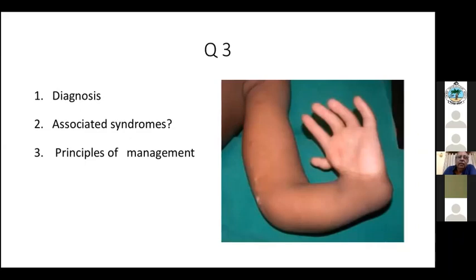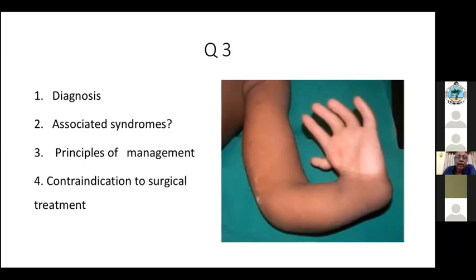What is the principle of management? Pollicization, centralization. First one, centralization, and nowadays radialization of the ulna. And second is pollicization, which should be done before 1 year if you want to get a good result.